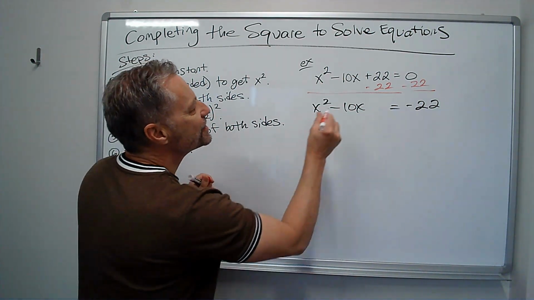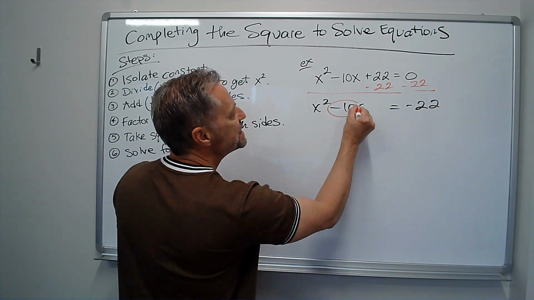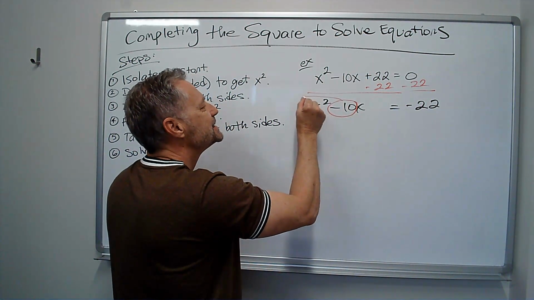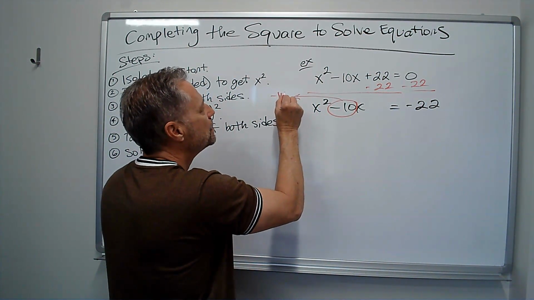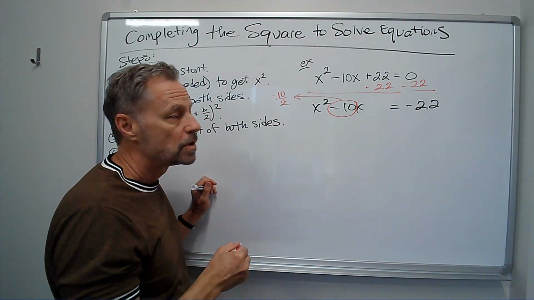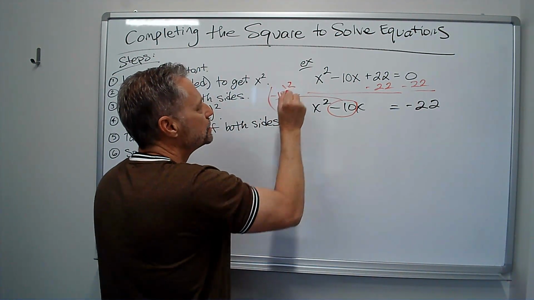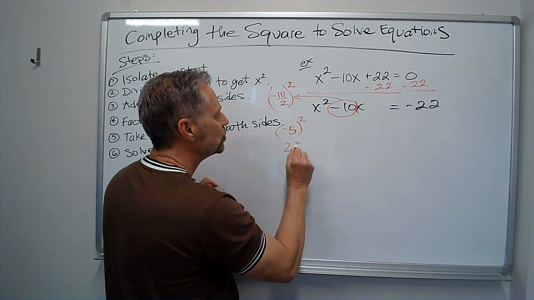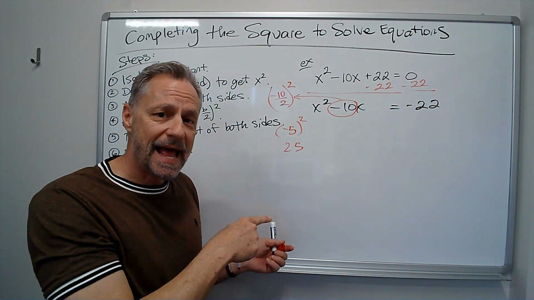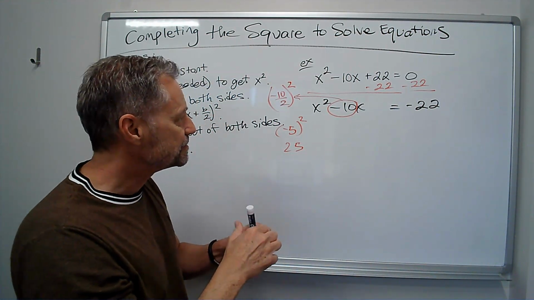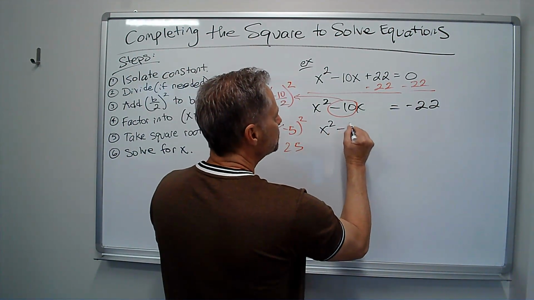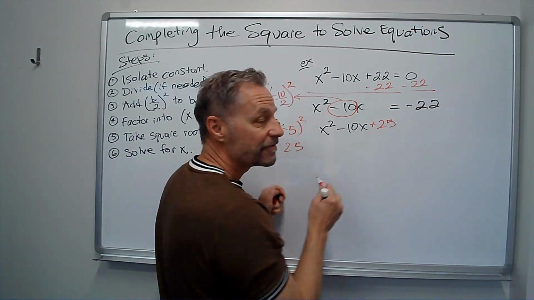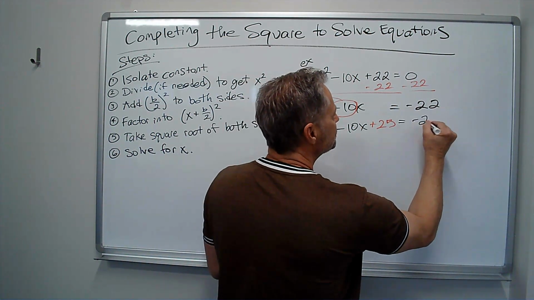And remember, here's the idea. I'm going to take whatever this number is right here. That's my b value, from ax squared plus bx plus c. I'm going to take that, divide it by 2, and then square it. So that becomes, in this case, negative 5 squared, which is 25. That's the number I'm going to add to both sides. So this is going to become x squared minus 10x plus 25. And, of course, whatever I do to one side, I have to do to both sides.